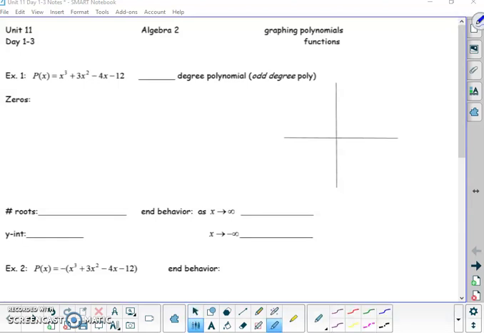What we're going to do in this lesson, we'll cover day one, is we're going to be graphing polynomials. We're going to determine the roots by factoring. We're going to determine end behavior and also the y-intercept. So we'll start with this first example here.